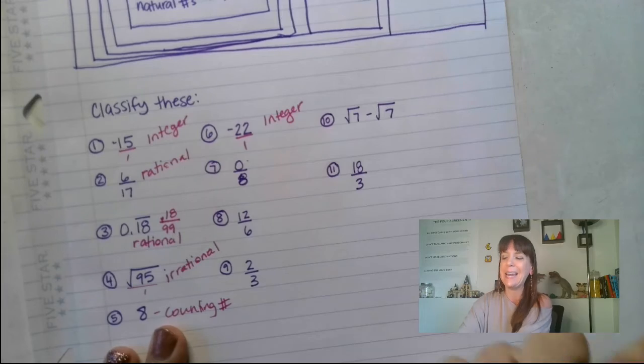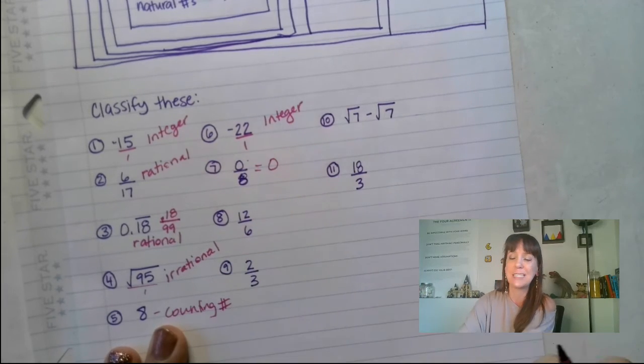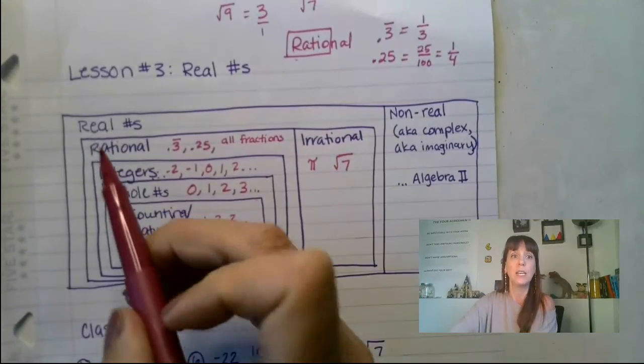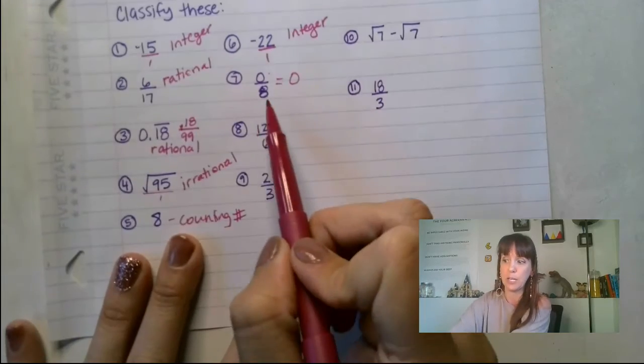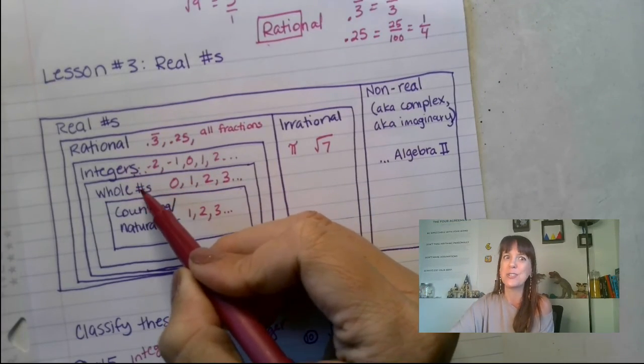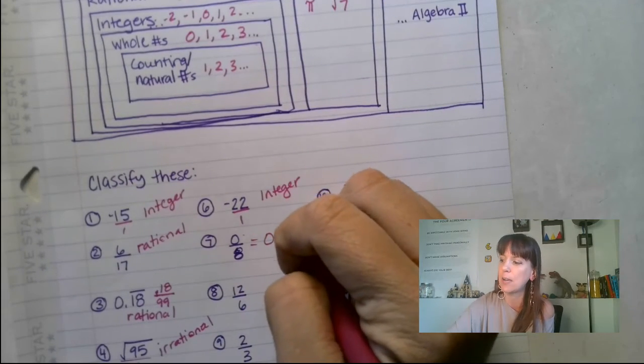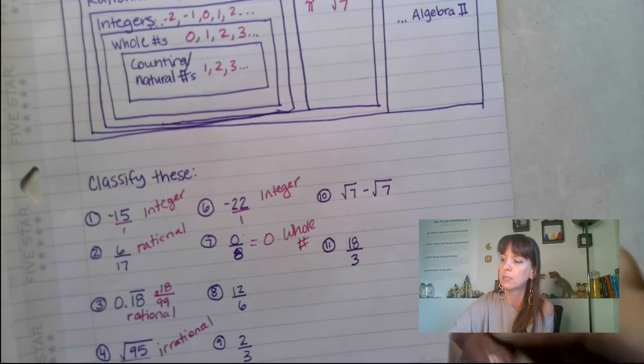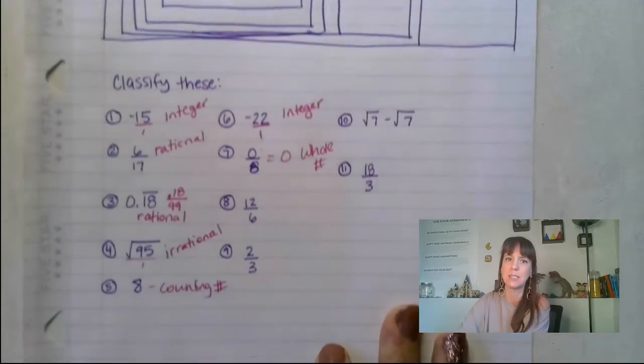0 divided by 8. That, friends, is just 0. And what is 0? It is definitely rational because we can write it as a fraction. It's definitely an integer, but it's also a whole number. That's that special one that is a whole number. The only time you should have whole number down is if it's 0.